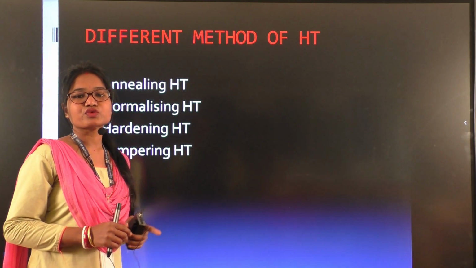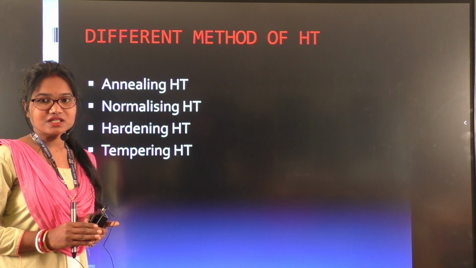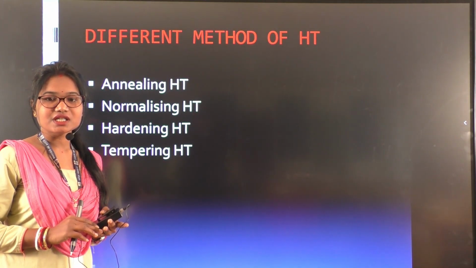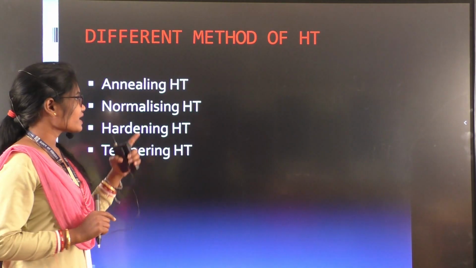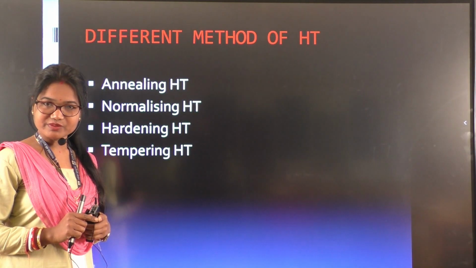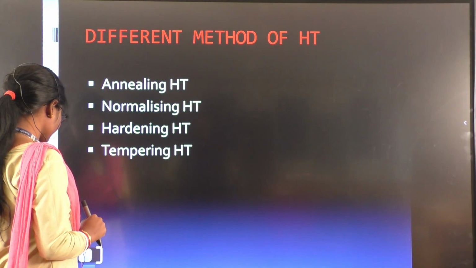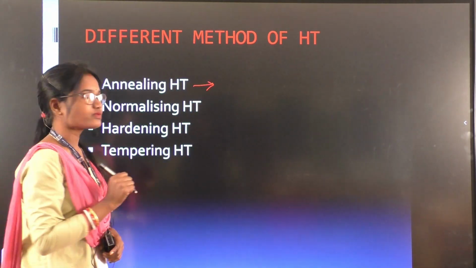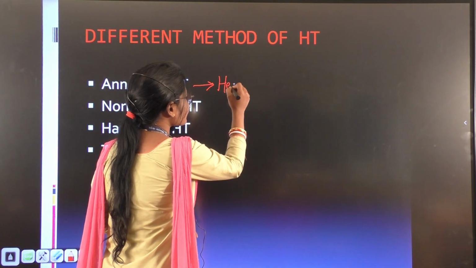First is our annealing method, then normalizing method, then hardening method, then tempering method. All the heat treatment processes carry out the same process, that is heating of a metal, holding at that temperature, and then cooling it. But depending on the cooling rate, we have 4 different types of heat treatment method. Annealing method.